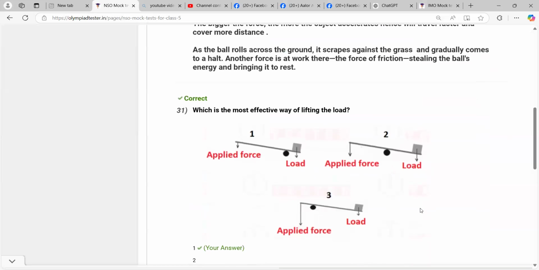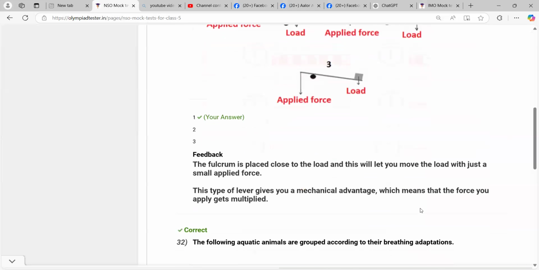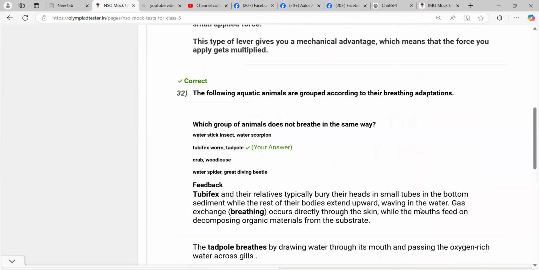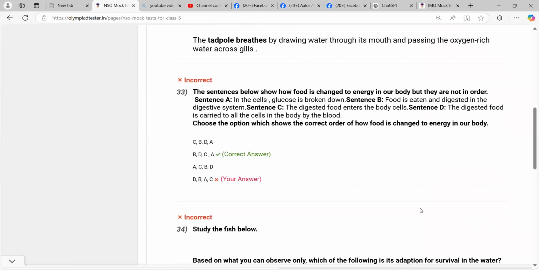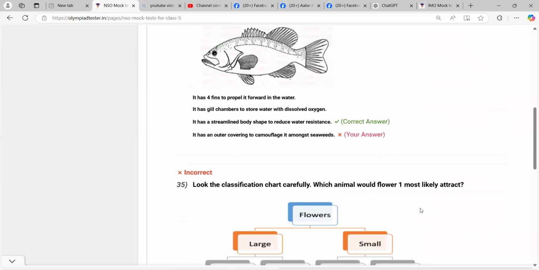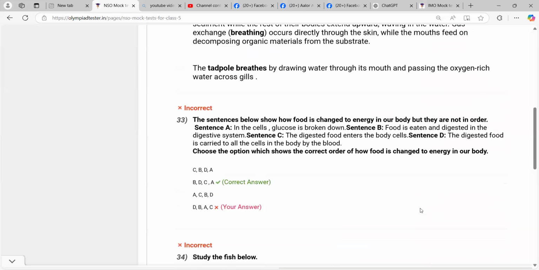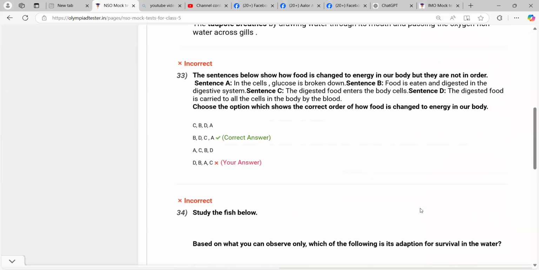Now, number 30 is correct. 31 is correct. 32 is also correct. 33 is wrong. 33, 34, and 35 all are wrong. Okay, so after 32, it's time for 33.